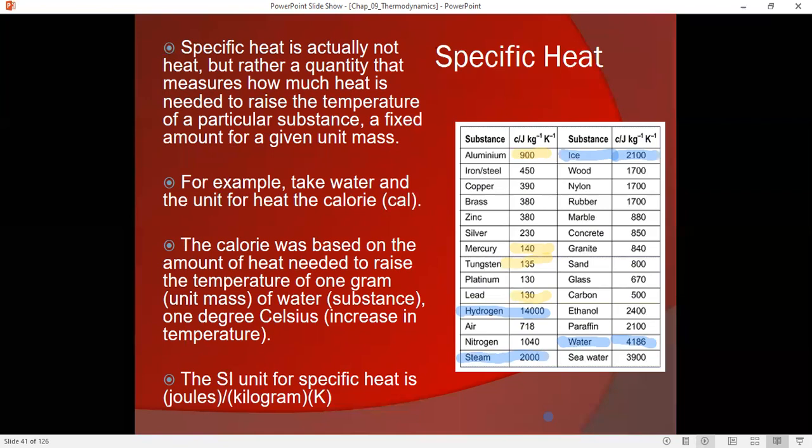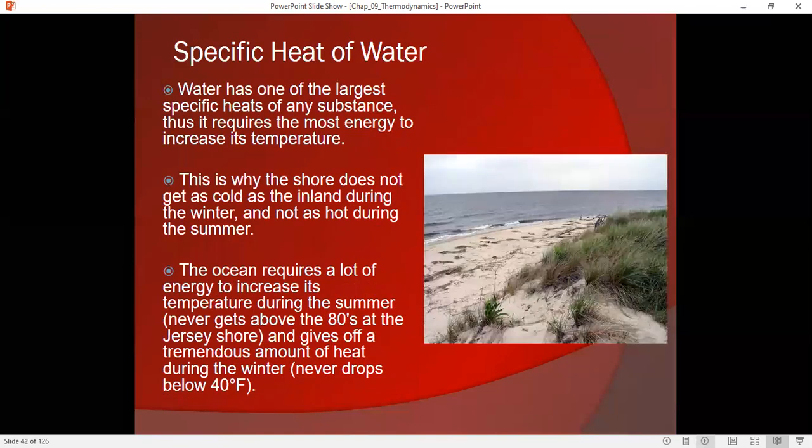But again, water is a great substance to store thermal energy because of its high specific heat. It's one of the reasons why the New Jersey shore is so popular in the summertime. When it's much warmer inland, the ocean having a large amount of specific heat, it's going to take a lot of energy to get this water to change temperature.